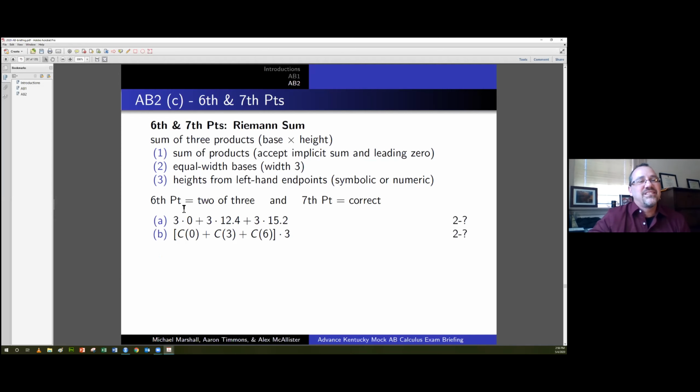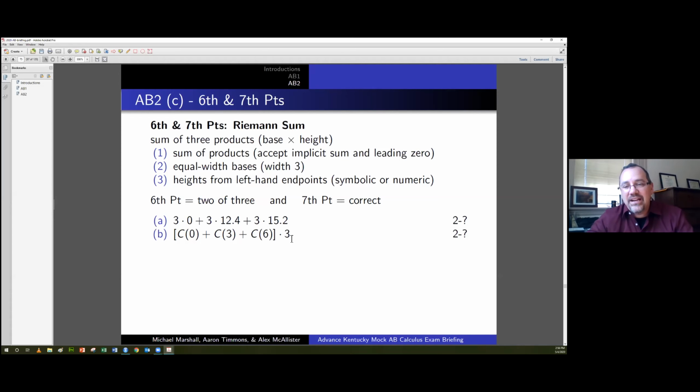And so, just again, some examples to talk through. We might see this is the correct numeric version: 3 times the left-hand endpoint, 3 times the 12.4 plus 3 times the 15.2. We do see a sum of products, equal width bases, and heights from the left-hand endpoints. We'll talk about whether this one will happen to earn that 8th point in a minute.